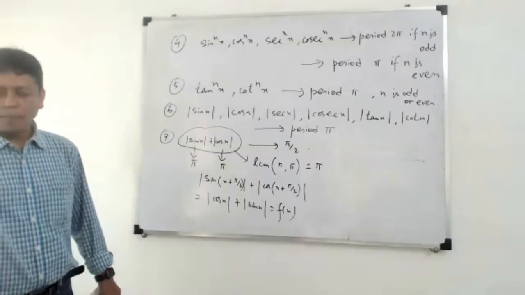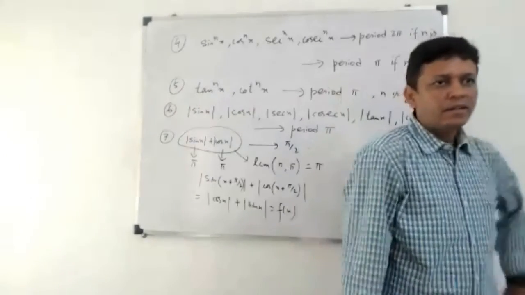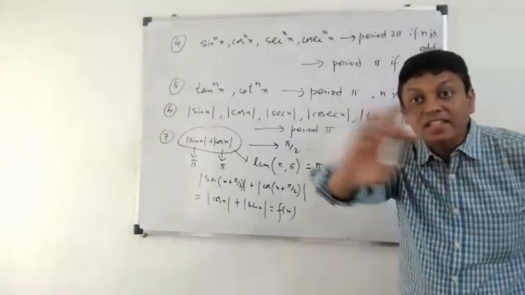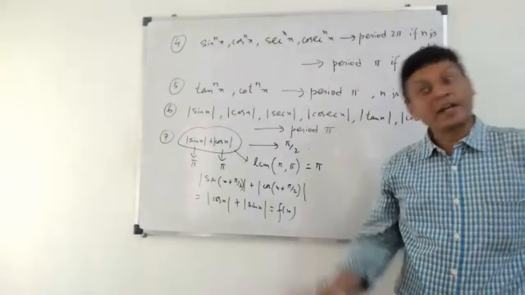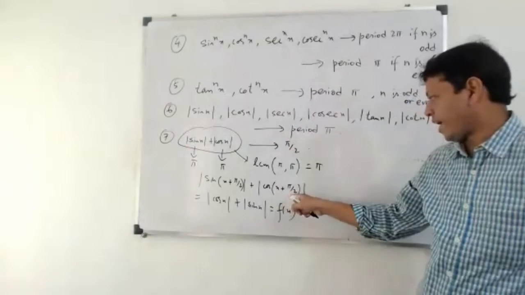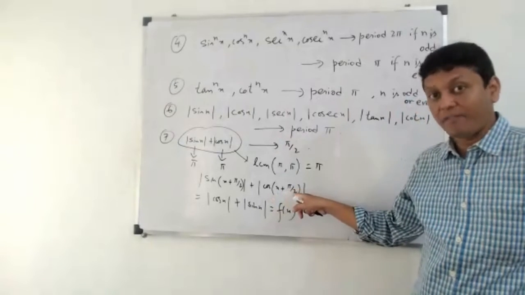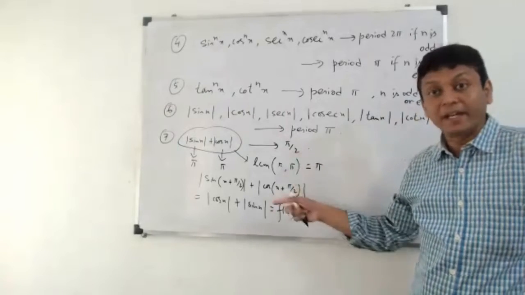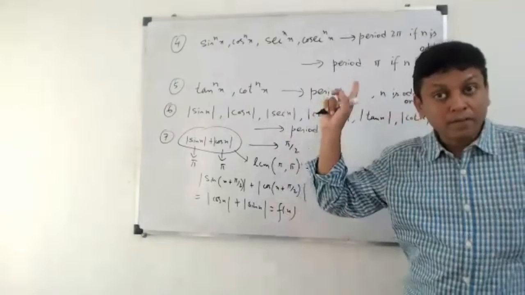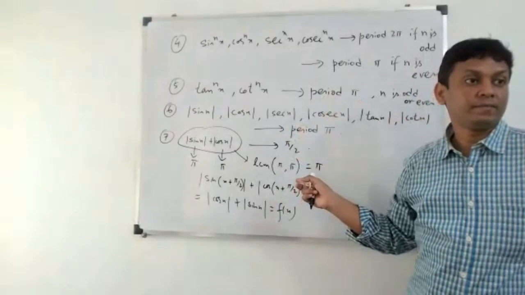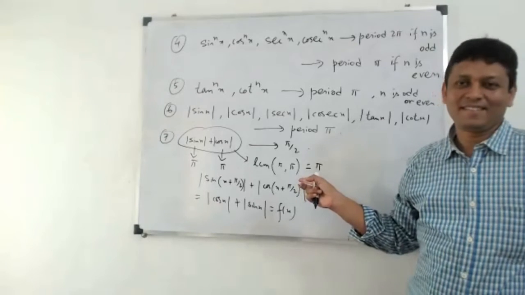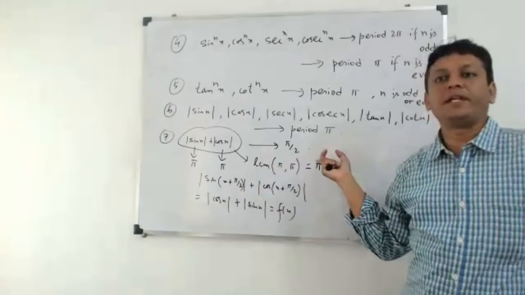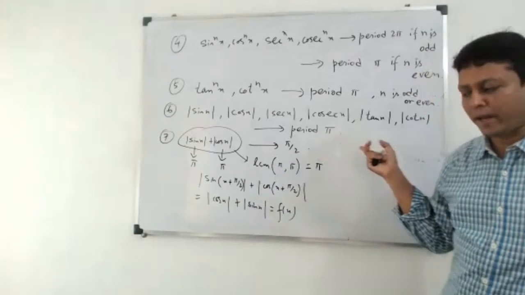What is property 2? T will be the LCM of P and Q if there doesn't exist any K. But if there exists any K, that will be the period. So here there exists a K, which is pi by 2, because in this case you are getting a period with a lesser value than pi. Otherwise, pi would have been the period.